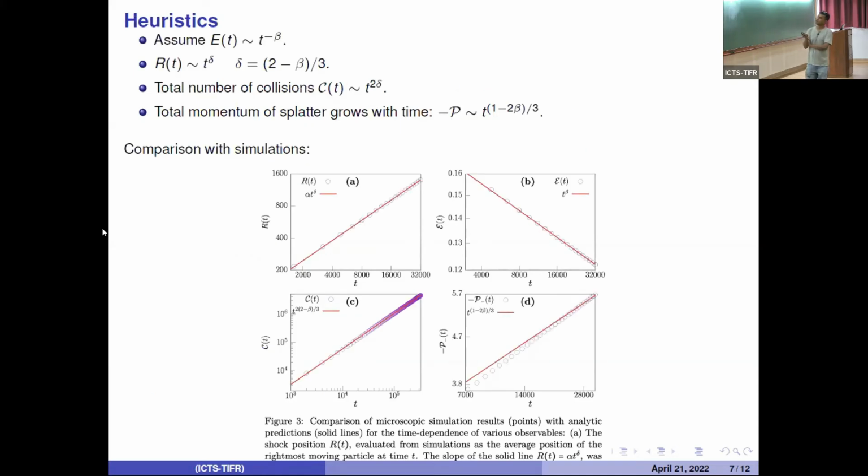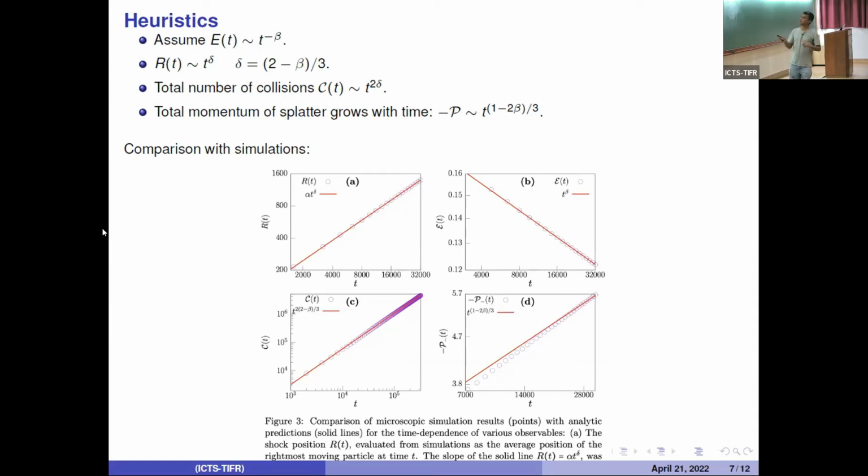I already argued that the front of this blast evolves in this way, t to the power delta. Then you can do some heuristic calculations to compute many other things, like the total number of collisions in this gas, and you find that it goes as t to the power delta. You can ask what is the total momentum carried by the splatter. Splatter is the splash particles, right, which are moving to the left.